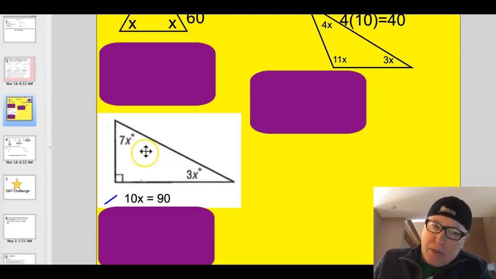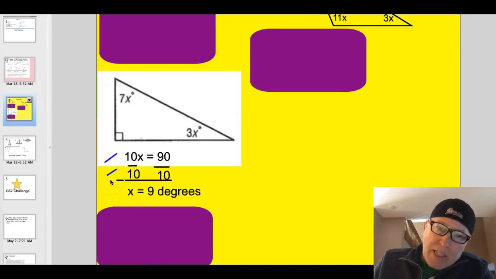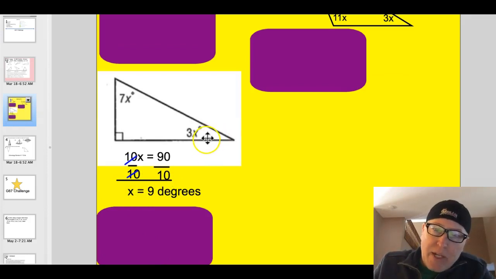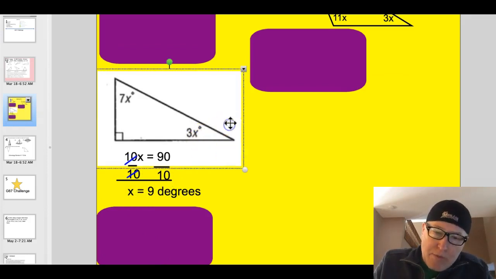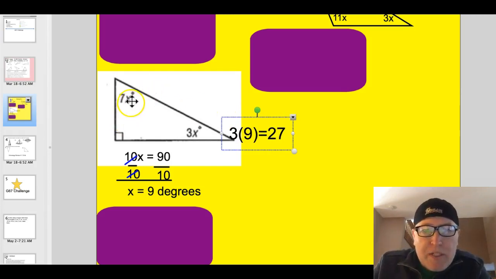I think this is the simplest way to do it. So 7x plus 3x is 10x, and that equals 90 degrees. Okay, isolate the variable by dividing both sides by 10. We get x equals 9 degrees. So this one is going to be 3 times 9 degrees, or 27 degrees. And this one is going to be 7 times 9, or 63 degrees.